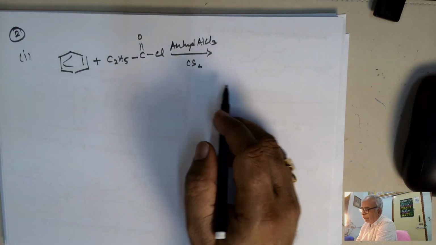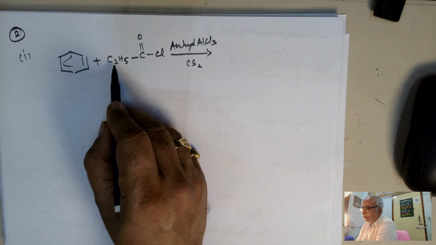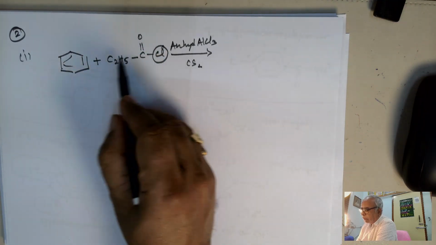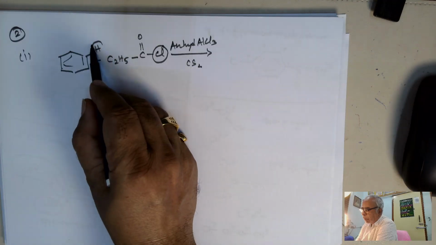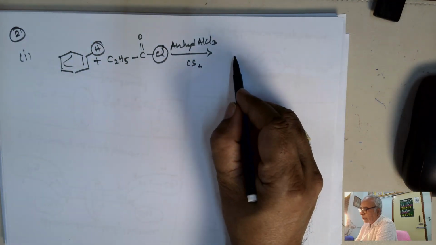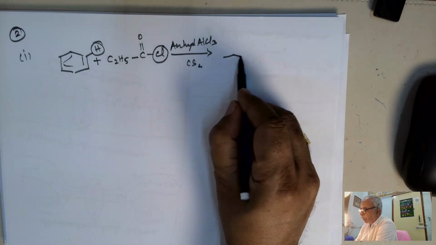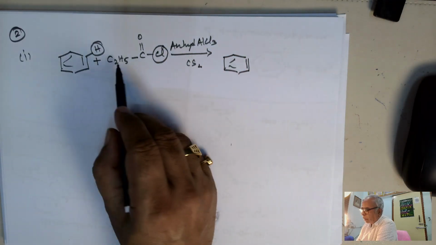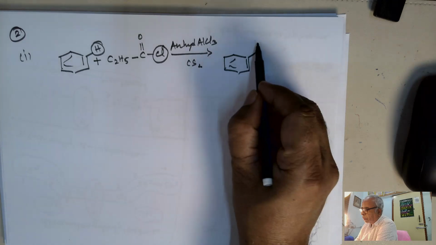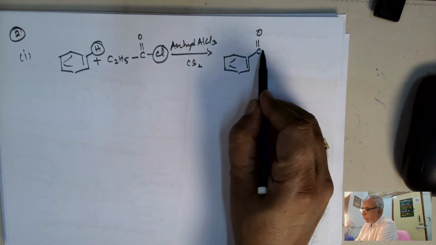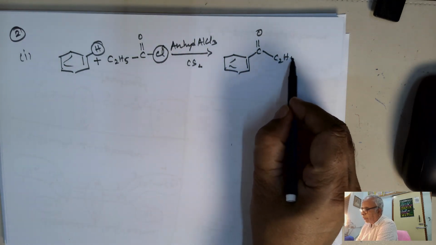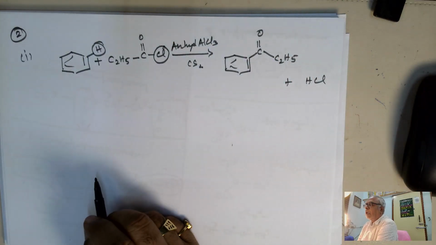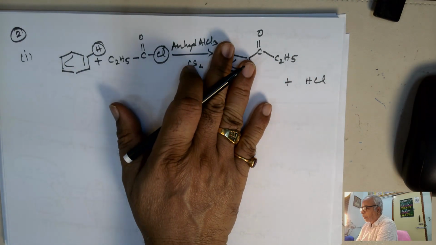So here, C2H5 and Cl. This Cl and H can combine so that HCl is removed. And what is the remaining one? C6H5COC2H5 plus HCl. And this is propanone. Why?